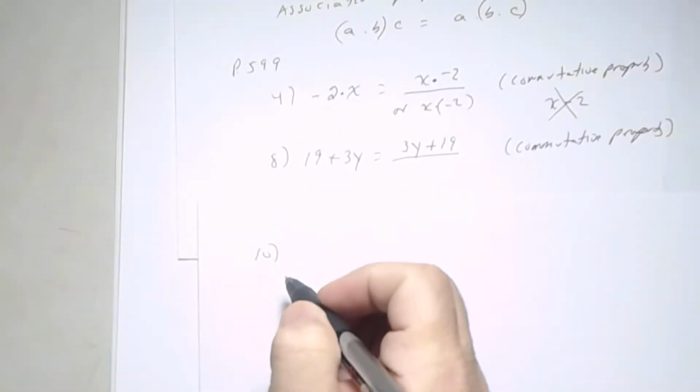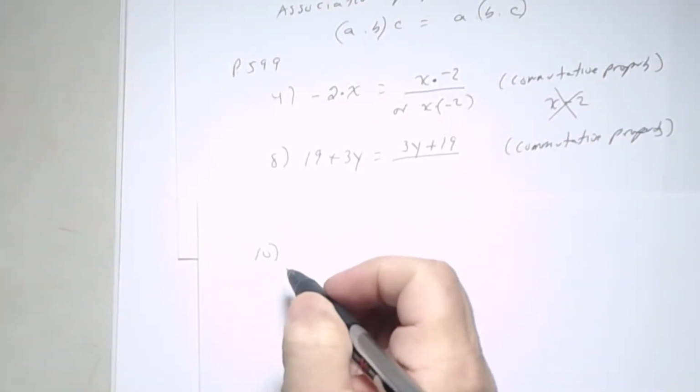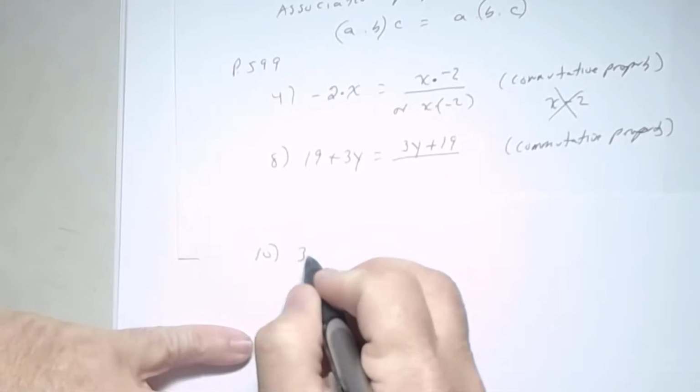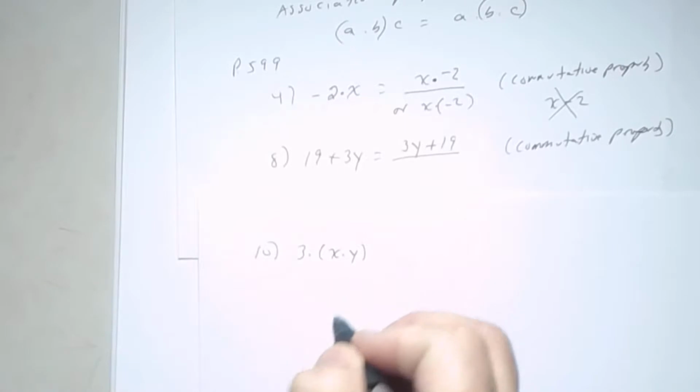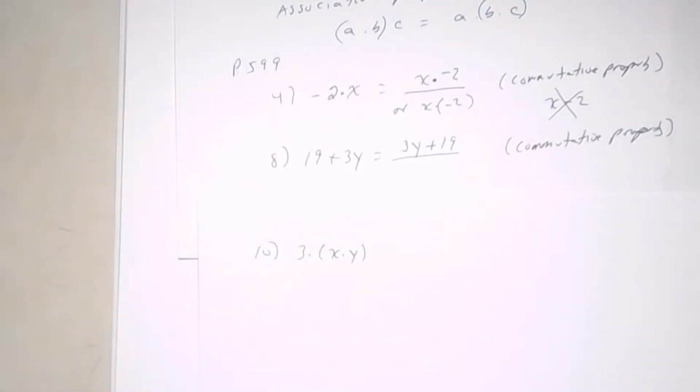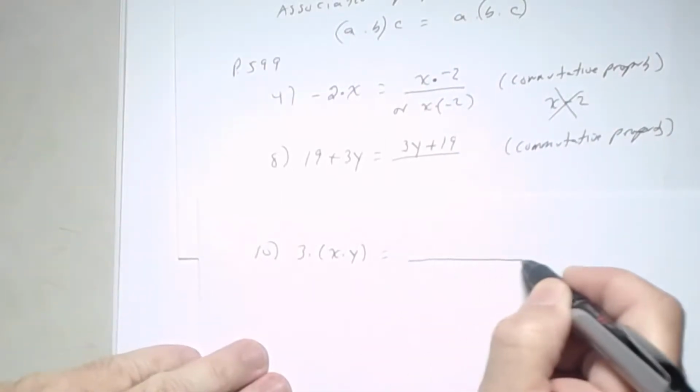Okay, number 10, you have 3 times x times y. What property do you think they're going to ask you to use here? Associative property, because you have 3 things, and you're grouping the last 2. And so they do want you to use an associative property.